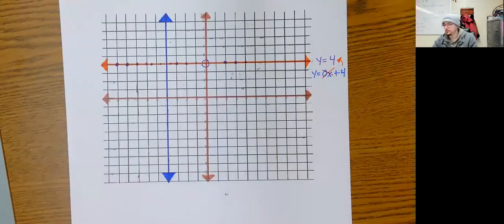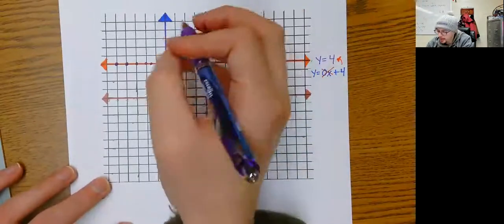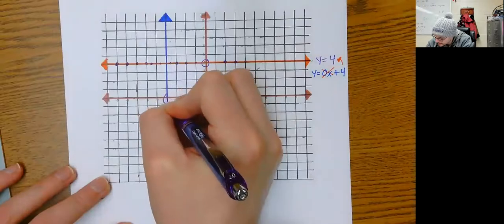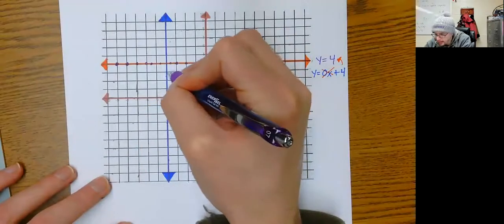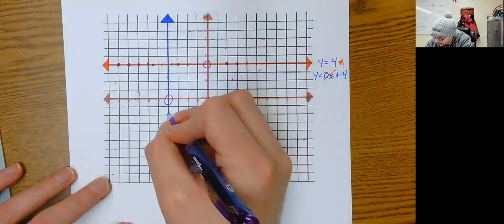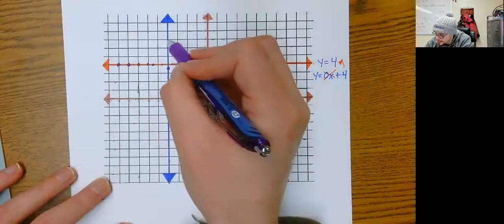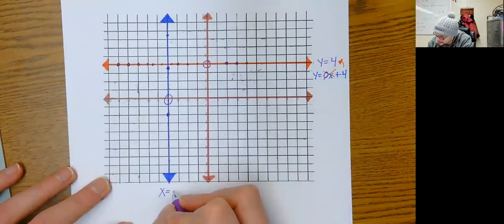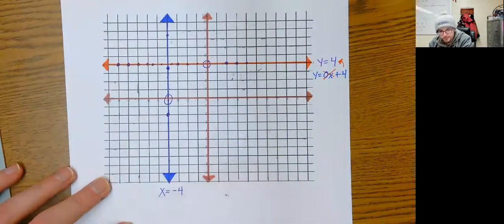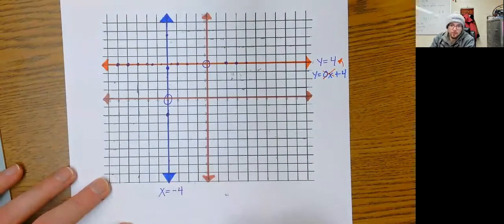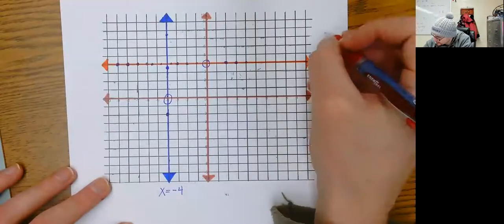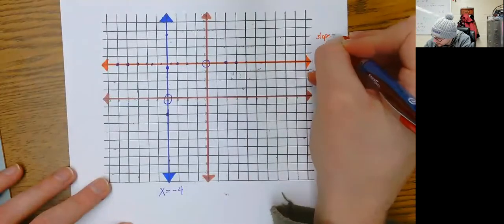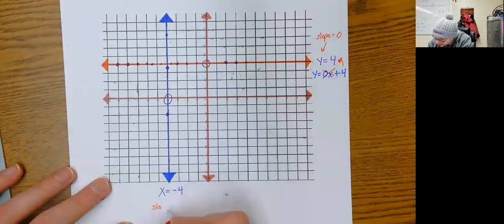Well, how about this other line? On this other line, the y values are changing, but the x value is the same everywhere on this line. The x value here, oh, -4. The x value up here, oh, -4. The x value here, -4. Everywhere on this line, the x value is equal to -4. All right. What's the slope here? Here the slope equals 0. Here the slope is undefined.